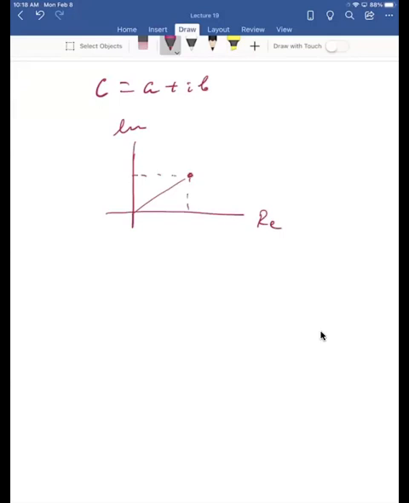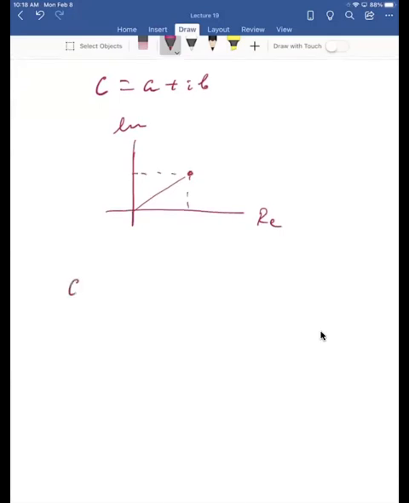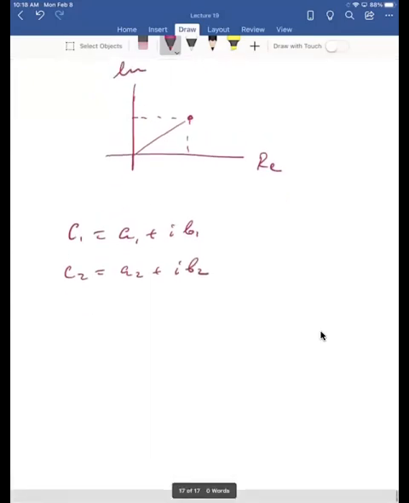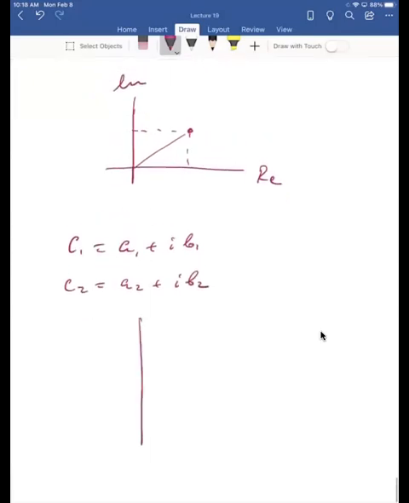What if you add two complex numbers, right? So if I have C1 equals A1 plus i B1 and C2 equals A2 plus i B2, well, that's equivalent to basically doing this. So you have complex number one that has components A1 and B1, and then you add to it complex number two, right?